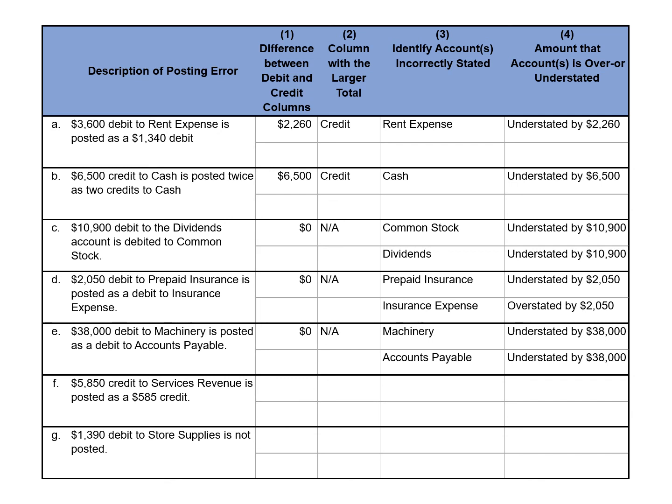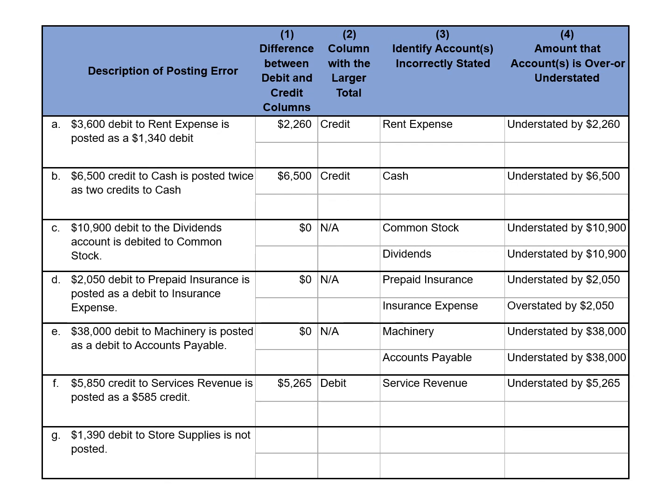In part F, $5,850 of a credit to service revenue was accidentally posted as $585. And so the difference between those two numbers is the amount of credits that we're missing from our total on our trial balance, which is making our debit column higher now. And then our incorrectly stated account is just going to be our service revenue. And our service revenue is going to be understated by that $5,265 because we posted a credit of $585, which increases our revenues, but we should have posted $5,850.